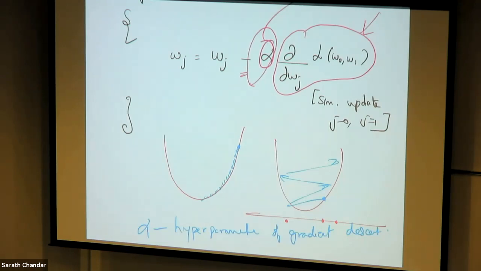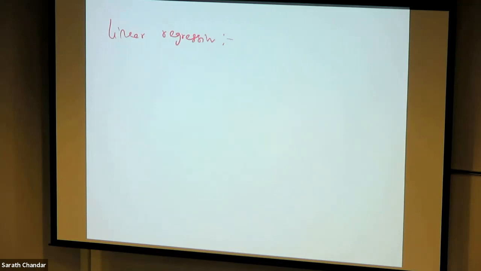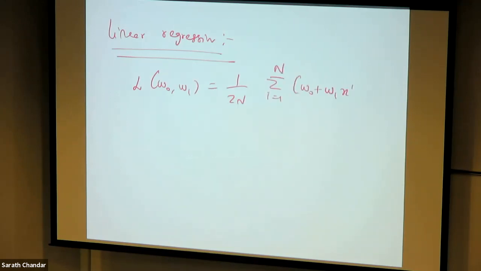Before I finish, I just want to give you a solid algorithm for linear regression using gradient descent because you are going to implement it today in your assignment. So linear regression and how to do gradient descent. Okay, so the loss function here is 1 over 2n summation over i equal to 1 to capital N of (W0 plus W1 xi minus y of i) squared.